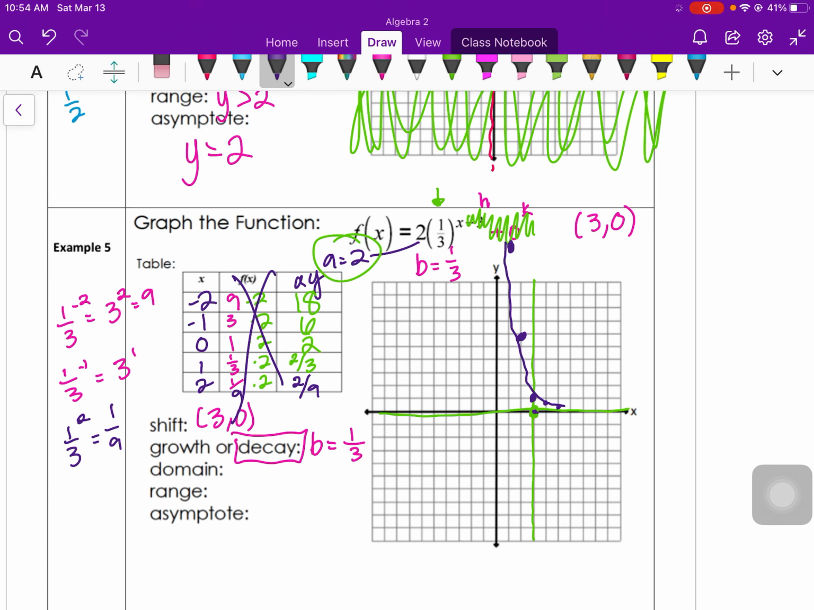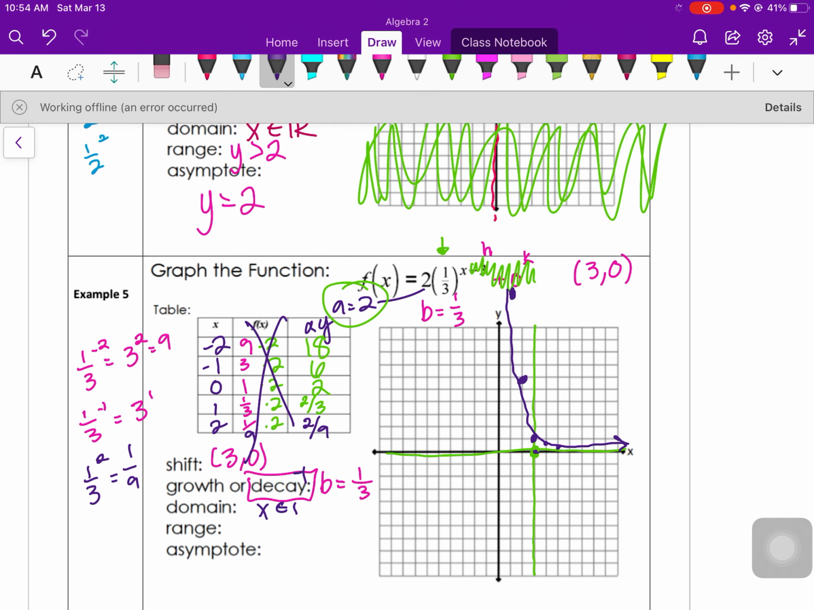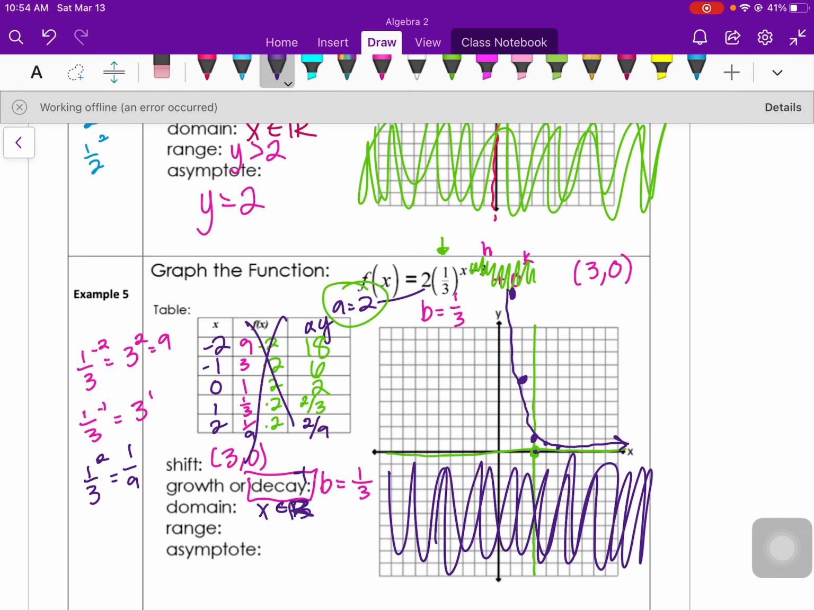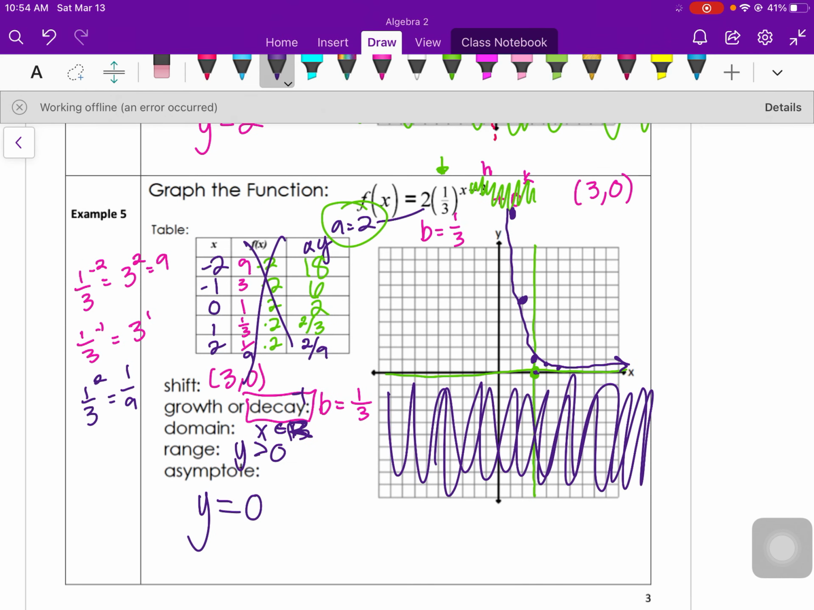Now we can draw our graph in. We're never going to cross that green line, but as you can see, my x's can keep going left and right forever and ever and ever. So x is still an element of all reals. Now my y's this time, I have no y's below 0. So my y's have to be greater than 0. They're never going to equal 0, but they will be greater than 0, which makes my asymptote y equals 0. That green line is my asymptote, which works perfectly because my k was 0, and that's exactly what we wanted here.